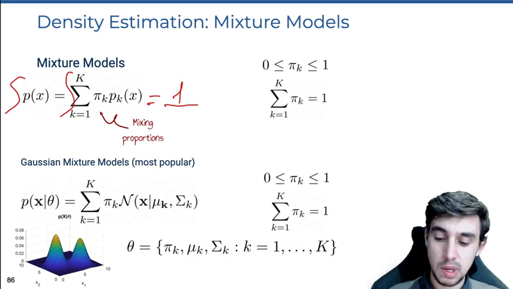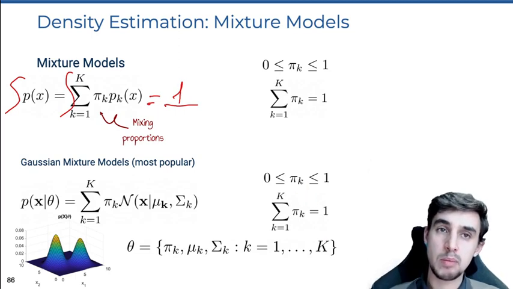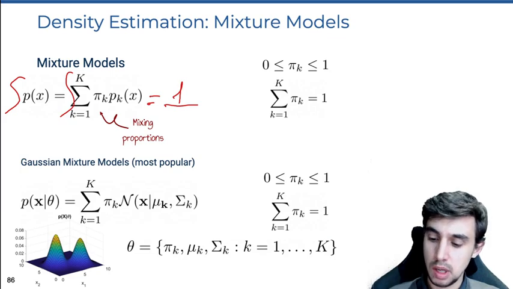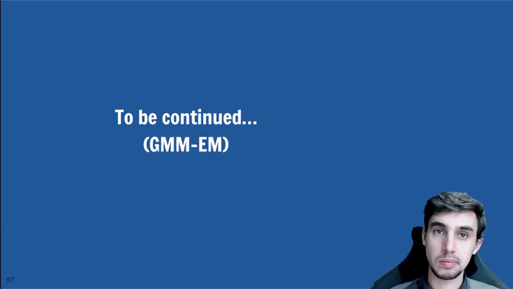And in this case, we have as many pairs of mu and sigma, or covariance, as we have mixed models in our mixture. So if we have k components, we will have k pairs of mu and sigma, but also one mixing proportion for every single Gaussian distribution that we are considering in this mixture.